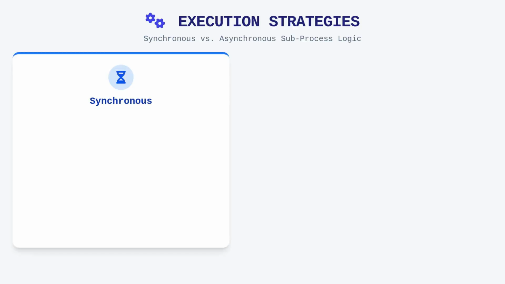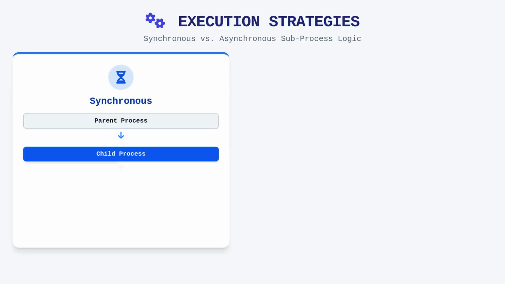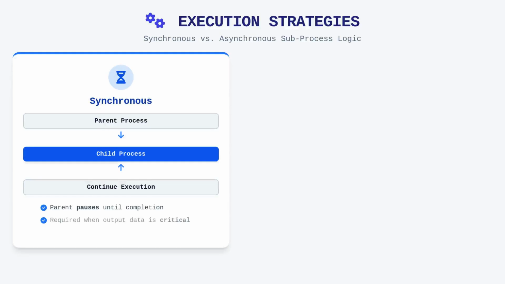The choice between synchronous and asynchronous execution is fundamental to how your processes behave under load and how they respond to exceptions. When we configure a subprocess to run synchronously, the parent process effectively pauses and waits for the child process to complete its lifecycle before proceeding to the next node. This is essential when the parent process requires output data from the subprocess to continue its own execution flow correctly.